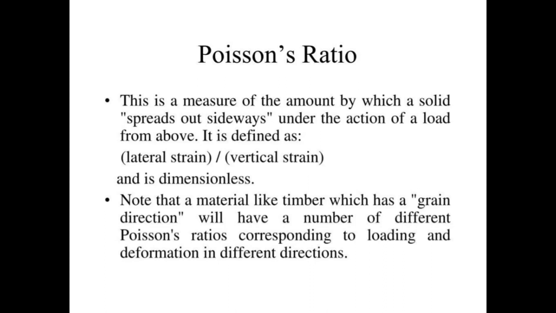It is the ratio to vertical strain, and it is also dimensionless. We already clearly stated that strain has no units. A material like timber, which has grain directions, will have a number of different Poisson's ratios corresponding to loading and deflection in different directions. Timber having finite grain directions has a number of different Poisson's ratios corresponding to loading and deformation in different directions.